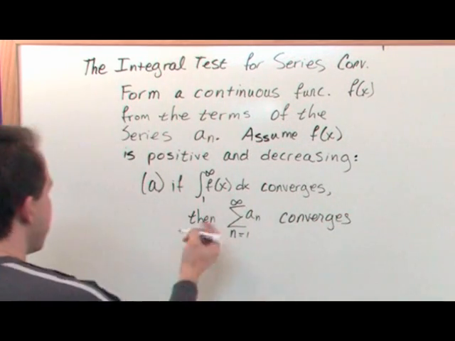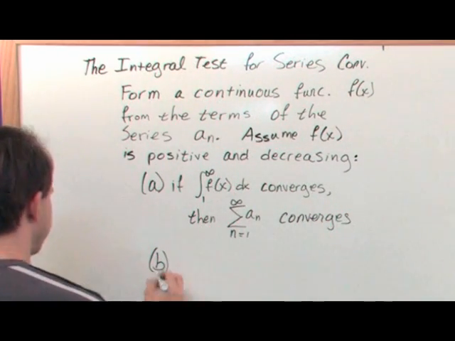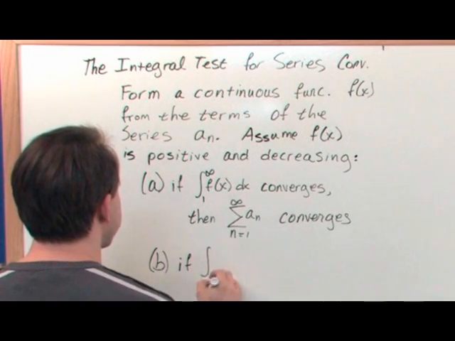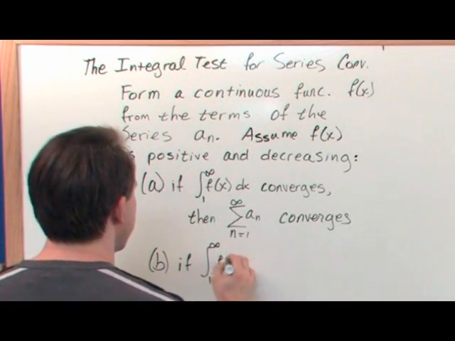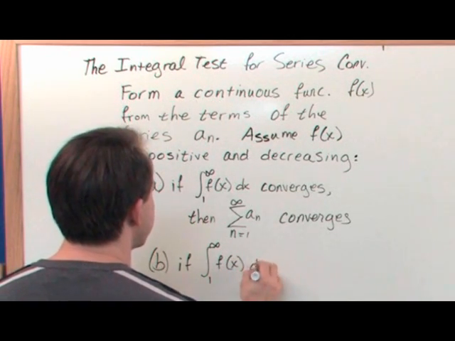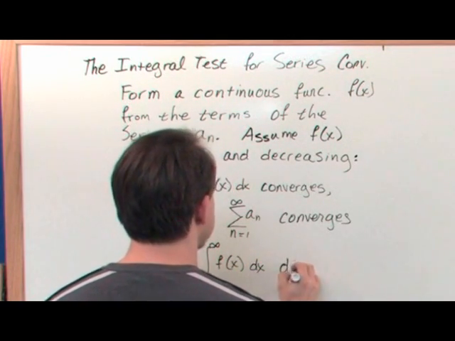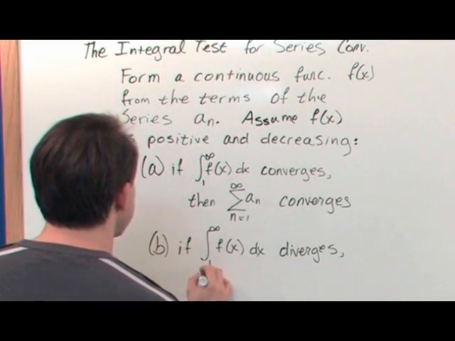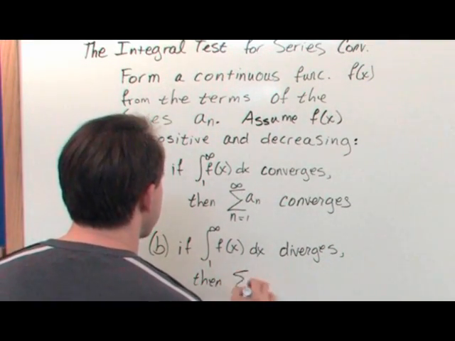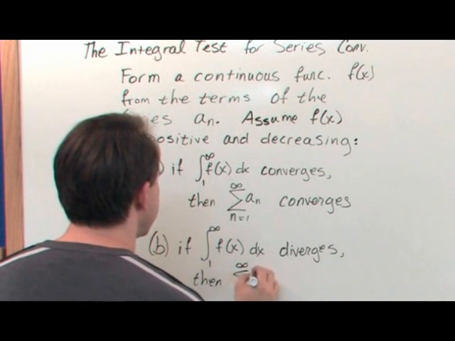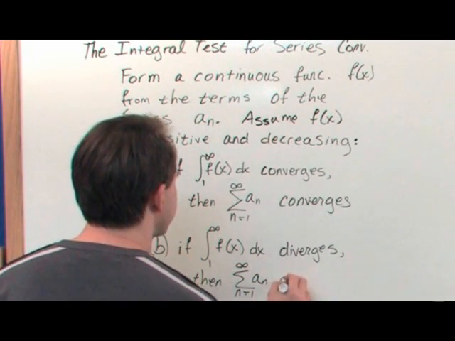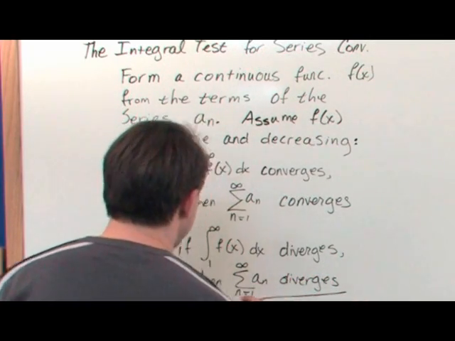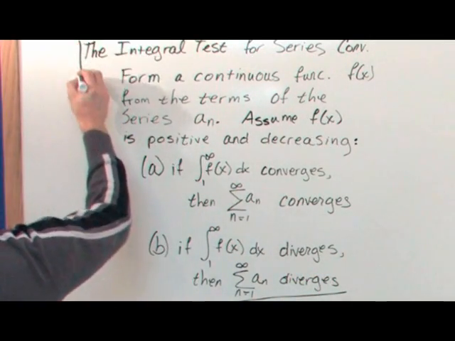Okay? And we'll talk about it in a second. Part B, I think you could probably guess what it says. If the integral from 1 to infinity of f of x dx diverges, then the sum from n equals 1 to infinity of a sub n diverges. The series diverges. Okay, that is it, ladies and gentlemen. This is the integral test.